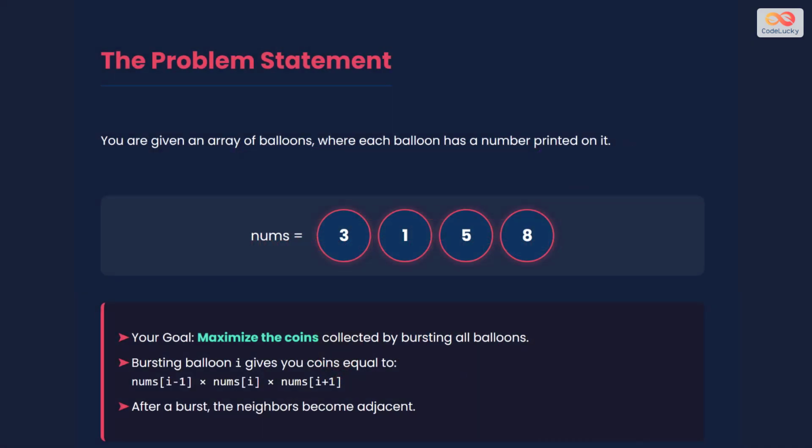Here is the setup. You are given a row of balloons represented by an array of numbers. Your goal is to burst all of them to collect the maximum amount of coins. The tricky part is the scoring rule. When you burst a balloon at index i, you get coins equal to the product of the balloon's value and its immediate left and right neighbors. Once a balloon is burst, the neighbors become adjacent.